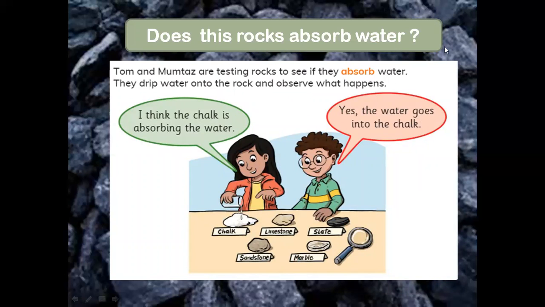So here Tom and Mumtaz are testing rocks to see if they absorb water. Okay, as I have told you people that some of the rocks are waterproof, they do not absorb water, but some of the rocks they are soft and they absorb water. So here they have chalk, limestone, slate, sandstone, and marble. Mumtaz and Tom are testing rock to see if they absorb water. They drip water onto the rock and observe what happens.